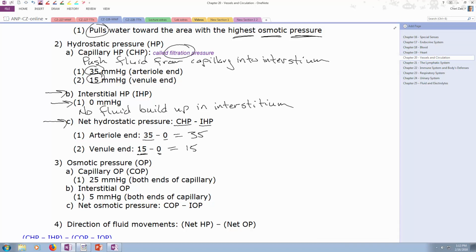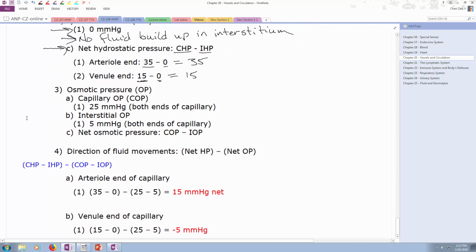Well, that doesn't make any sense because that means that then our fluid will actually build up. And up above, I told you, no fluid buildup in the interstitium. So it's the osmotic pressure that's causing this to not occur. So that's where we're going to go into, because remember, these are opposing forces.